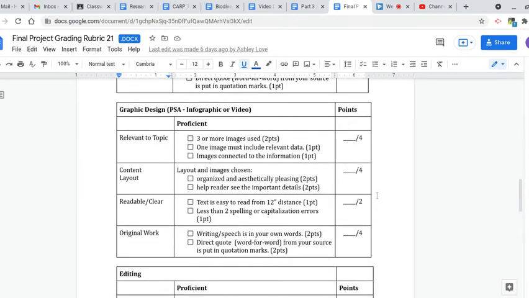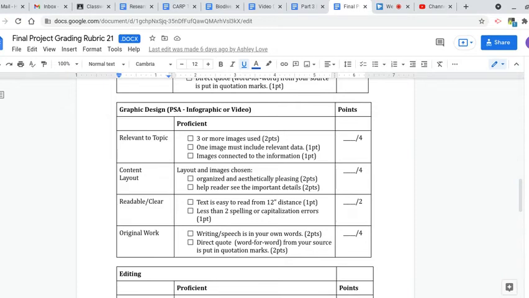If you are doing the PSA or video contest, you need to make sure that your images that you use, you need at least 3 or more images used. One has to have relevant data. So that means like you need a graph. If you do 3 graphs, that's great. If you do 2 graphs in 1 picture, that's great. Just not 3 pictures, because one of them is not going to have data. So you need to make sure you have data in at least one of those.